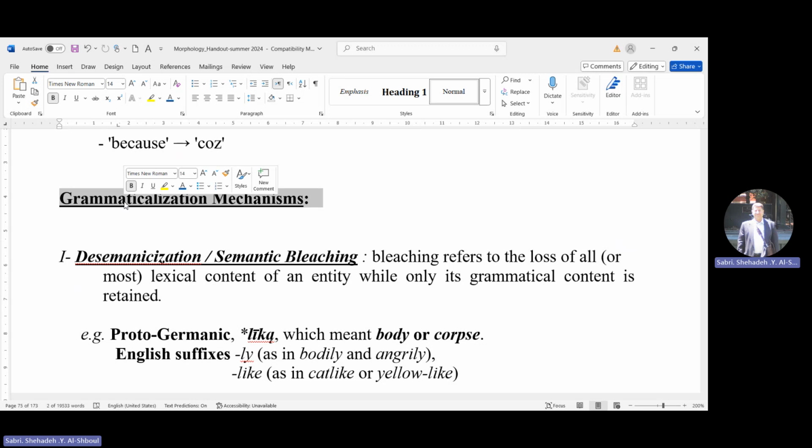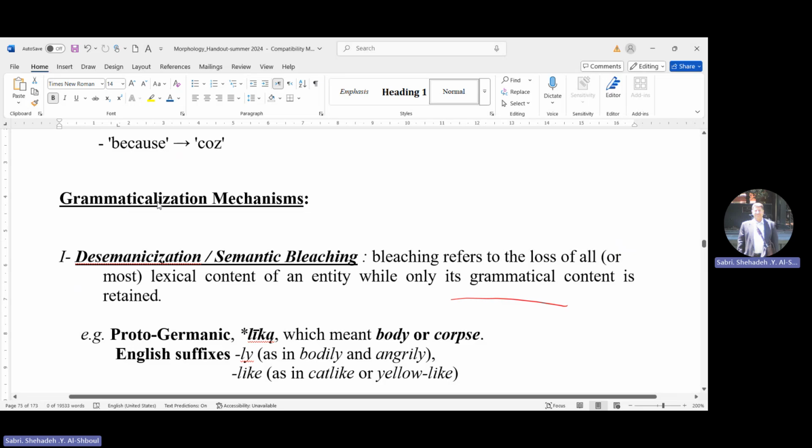So one of these mechanisms is called desemanticization or semantic bleaching. So, typically speaking, when we talk about desemanticization or semantic bleaching, we mean that there is a loss of meaning or semantic content in the verb, while only its grammatical content is maintained.